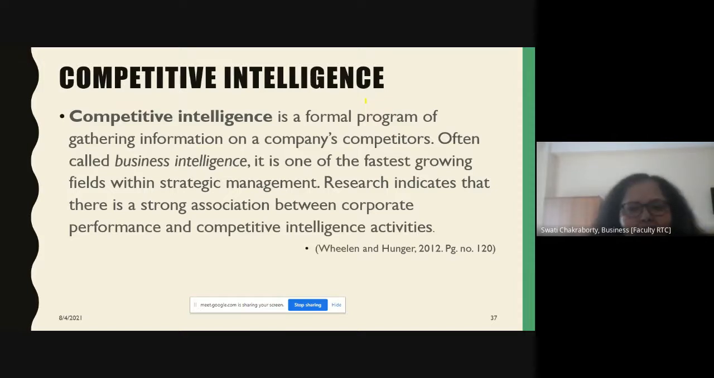Okay. Next comes competitive intelligence. What is competitive intelligence? It's a formal program of gathering information on a company's competitors. It's also called business intelligence, which is becoming quite important these days in strategic management. Research has shown that there is a strong relationship between corporate performance and competitive intelligence activities. Better competitive intelligence activities lead to better performance of the organization.